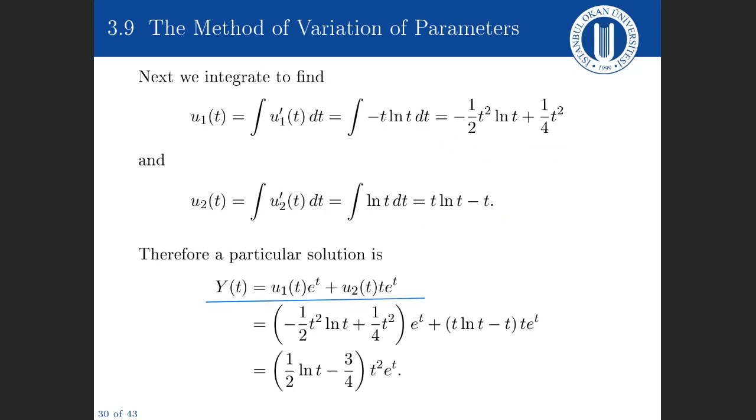Our particular solution, our ansatz, was u1 e to the power t plus u2 t e to the power t. Now we know u1 and u2, we substitute them in and we simplify it a little bit. And we're left with the answer to this problem, a half ln t minus 3/4, multiplied by t squared e to the power t.